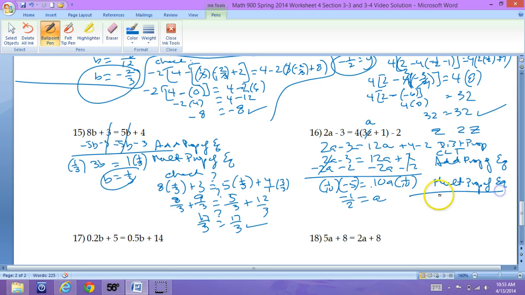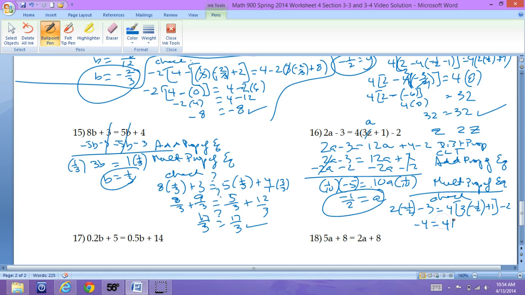So now we need to check. So we have 2 times negative 1/2 minus 3 equals 4 times 3 times negative 1/2 plus 1 minus 2. This creates a negative 1, and a negative 1 minus 3 is negative 4. I hope you can do those 2 steps right now. 2 times negative 1/2 is the negative 1. Negative 1 minus 3 is negative 4.